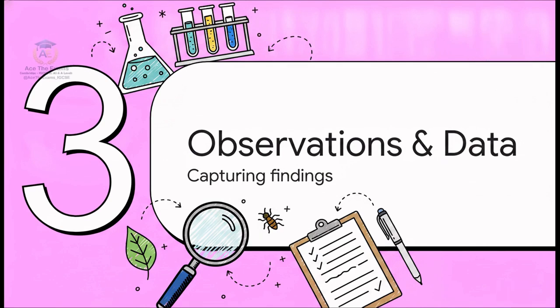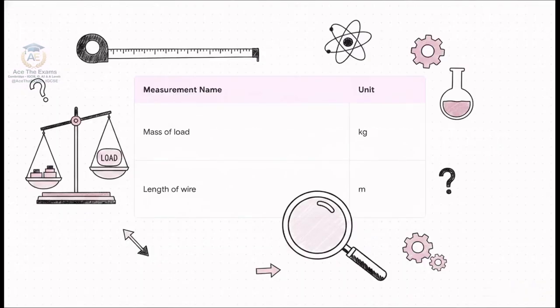All right, Section 3, observations and data analysis. Let's talk about capturing and organizing your findings safely. So you should always set up your results table before you take a single measurement. It's a lifesaver. You put the name of the measurement and its specific unit right at the top, like mass of load / kilograms for kilograms. Doing this keeps your data incredibly clean, and it totally saves you from having to write out the units next to every single number down the column.